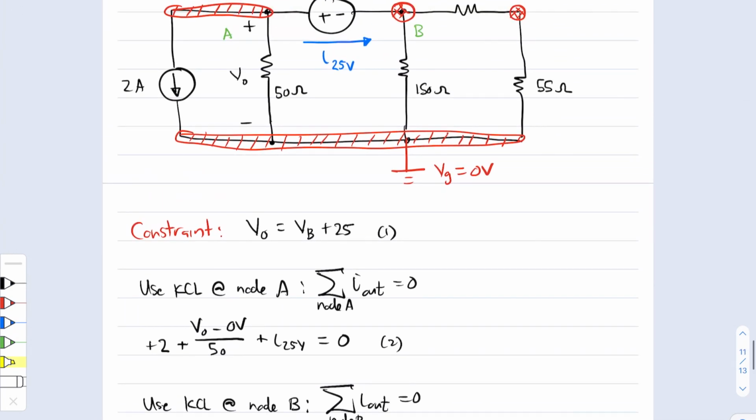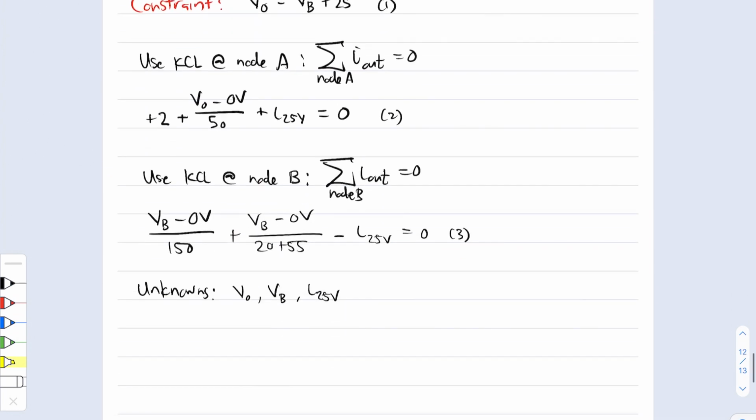And I'm going to go back up to the circuit, and I'm going to go ahead and define a supernode. So I'm going to rewrite the circuit, redraw it, so that we can actually do this. So that we're going to do this using a supernode. So we still have our independent current source providing us with 2 amps.